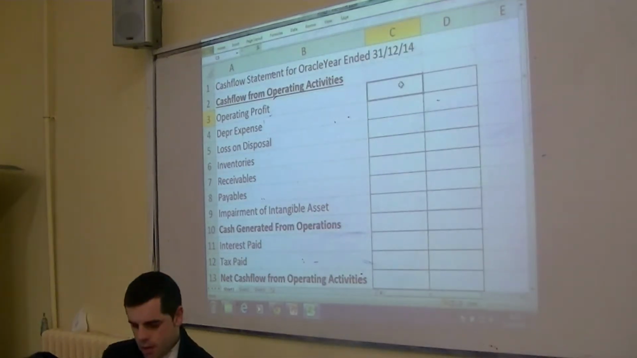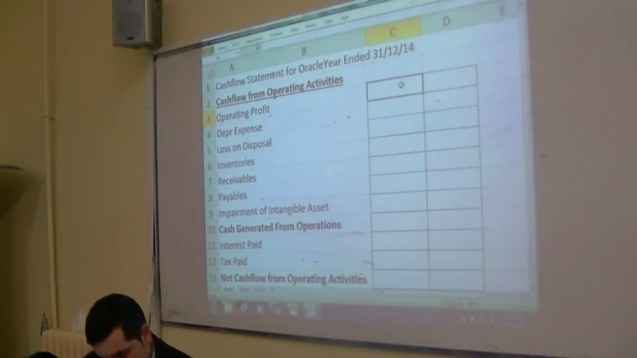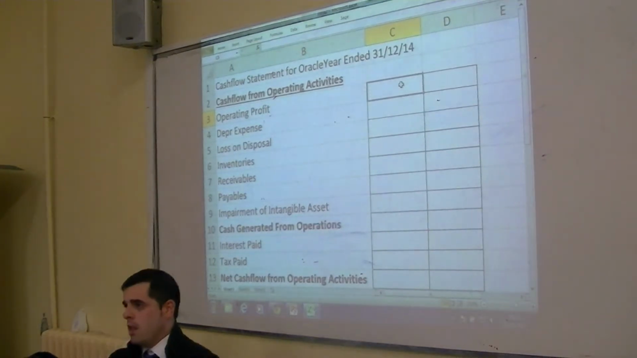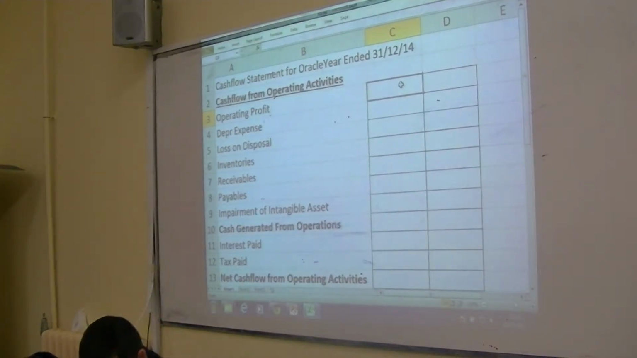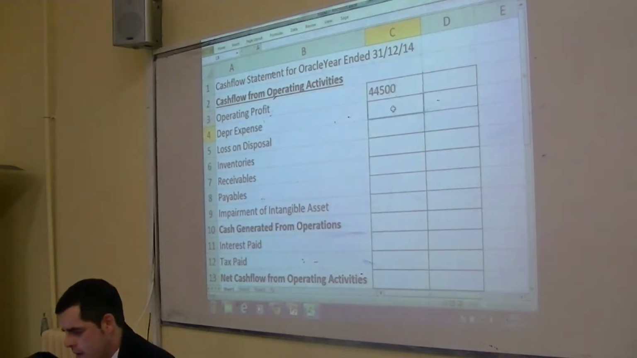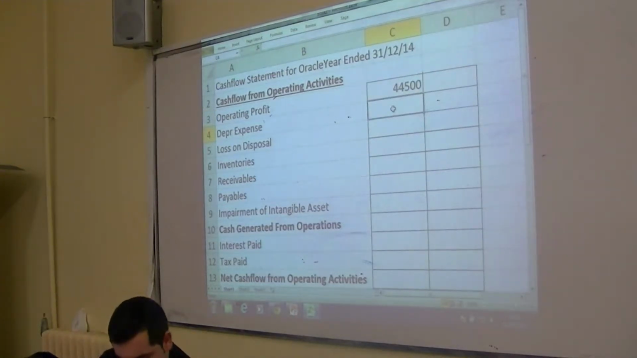So we're starting off with our operating profit. Now if we look at the notes there, we're given our operating profit. So how much are we given? 44.5. Yeah, it's in there under note 3 in our income statement. So operating profit is 44,500. So that's our starting point.